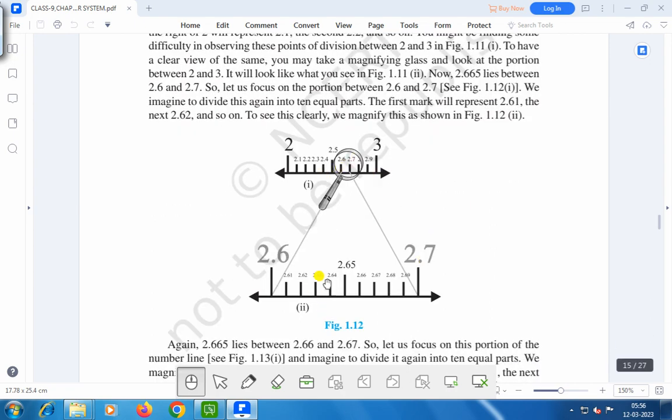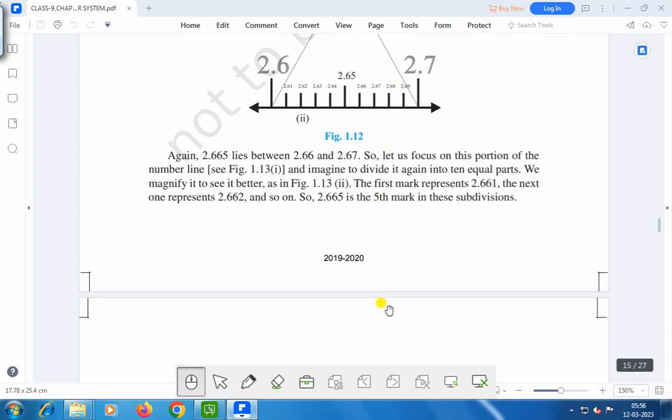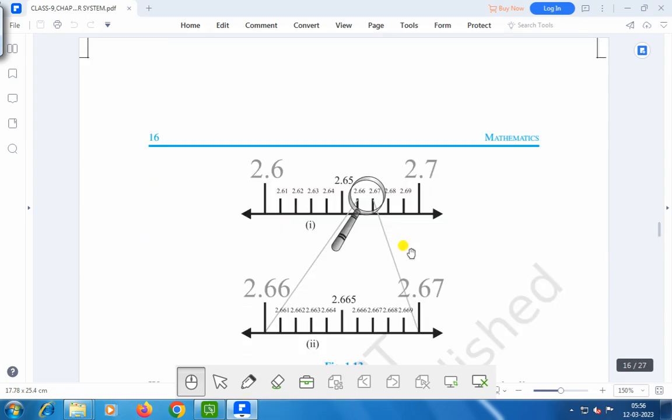If you expand this again, between 2.6 and 2.7, you get 2.61, 2.62, 2.63, 2.64, 2.65, 2.66, 2.67, 2.68. Here we are getting 2.65. Again, you have to find a number between 2.66 and 2.67.